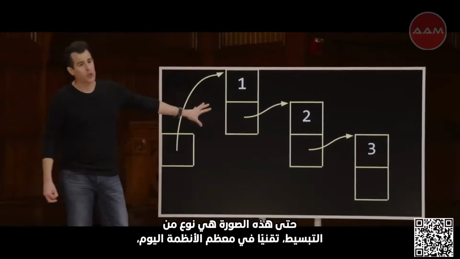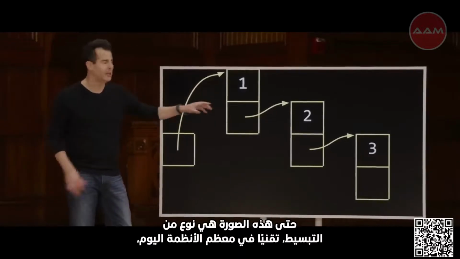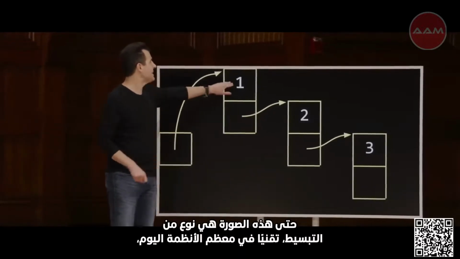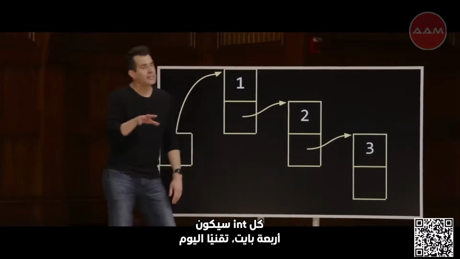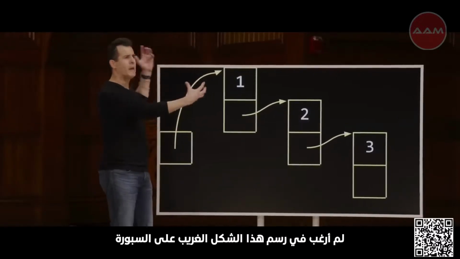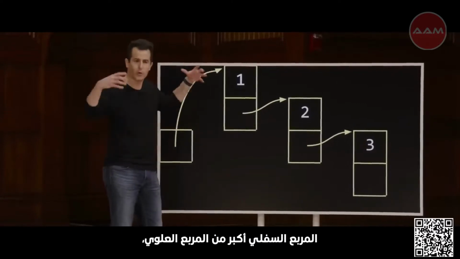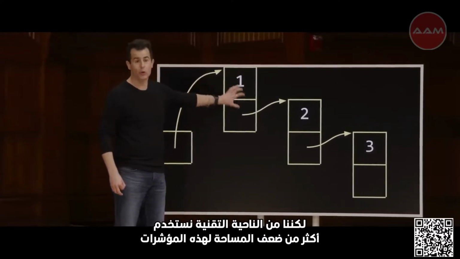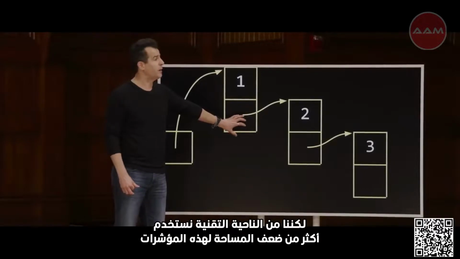And honestly, even this picture is a bit of simplification. Technically, in most systems today, each int would be 4 bytes. Technically today, most pointers, though, would be 8 bytes. I just didn't want to draw this weird shape on the board where the bottom square is even bigger than the top square. But technically, we're using even more than twice as much space for these pointers.